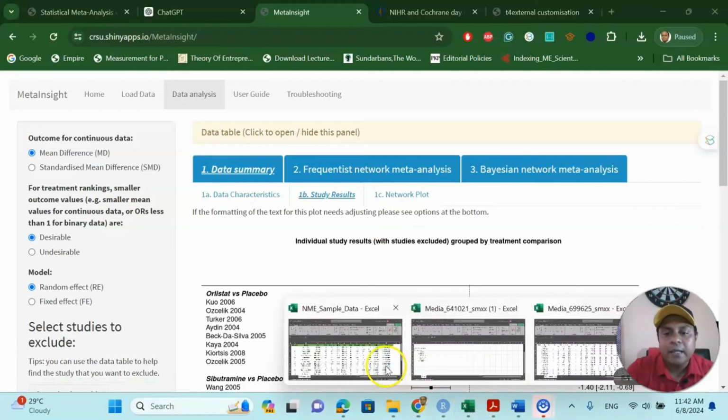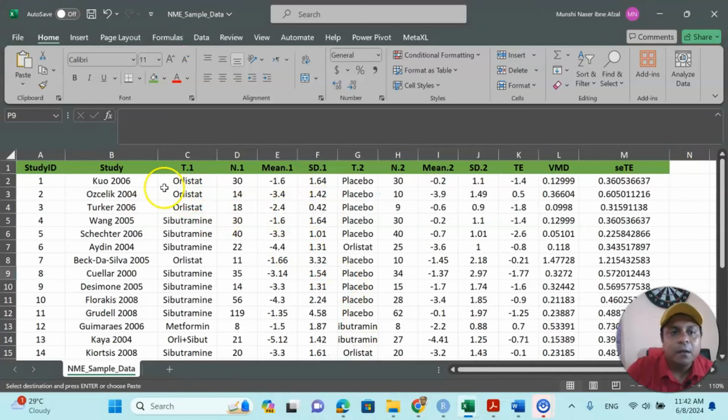And this is the way you should design your data. First, you collect the studies, then list the treatment for the first group, and then the treatment for the second group. Likewise, you have to design their mean and standard deviation. Once you design it this way, you upload it in MetaInsight, and the software will do the rest for you.